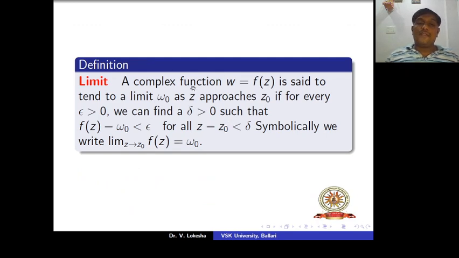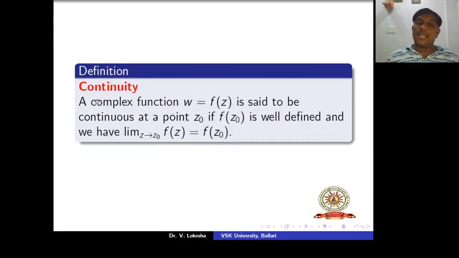Limit of a function. A complex function w is equal to f of z is said to tend to a limit w naught as z approaches z naught, if for every epsilon greater than 0 we can find a delta greater than 0, that is delta positive, such that mod f of z minus w naught is less than epsilon for all mod z minus z naught less than delta. Symbolically, we can write it as limit of z tending to z naught, f of z is equal to w naught.